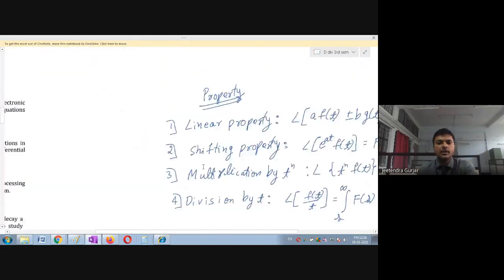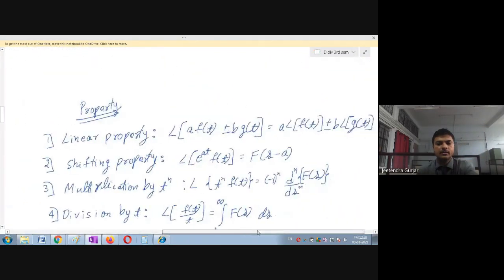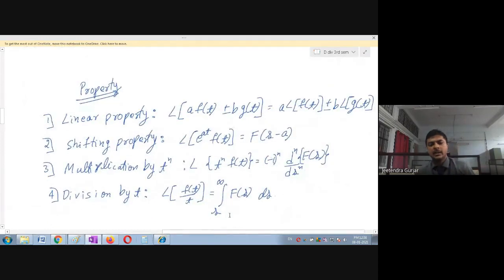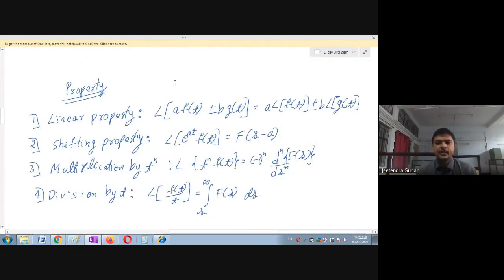Okay, next we have very important properties. So you can note down. First one is the linear property, that is L of a f(t) plus or minus b g(t) is equal to a L of f(t) plus or minus b L of g(t). So please note down this property, students. Very useful property. Everywhere we use this property to solve day-to-day problems.